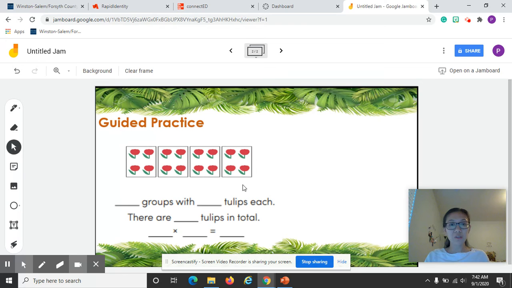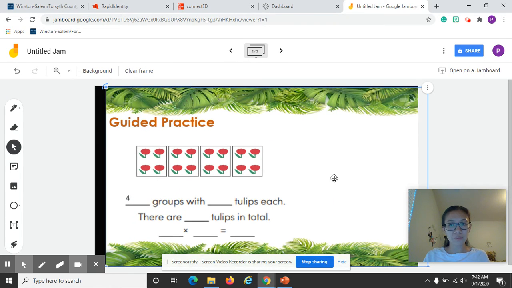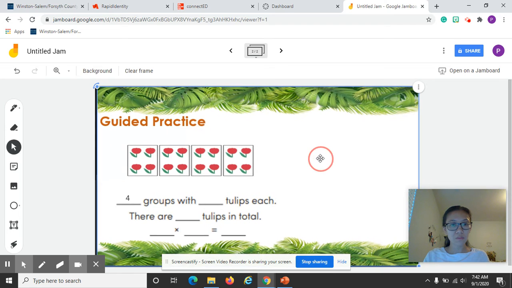In this problem, you can see that there are tulips in boxes. The boxes will serve as your groups, and the tulips are the number of items in each. Now, how many groups do we have? There are 1, 2, 3, 4 groups. How many tulips are in each group? I have 1, 2, 3, 4 tulips in each group.